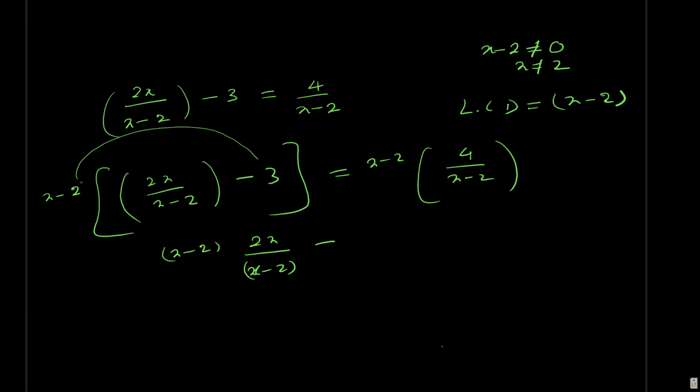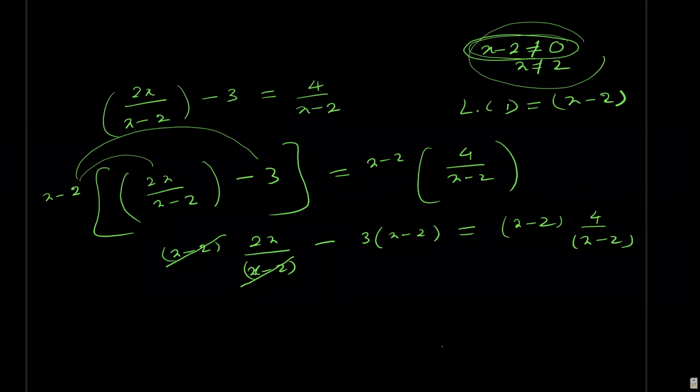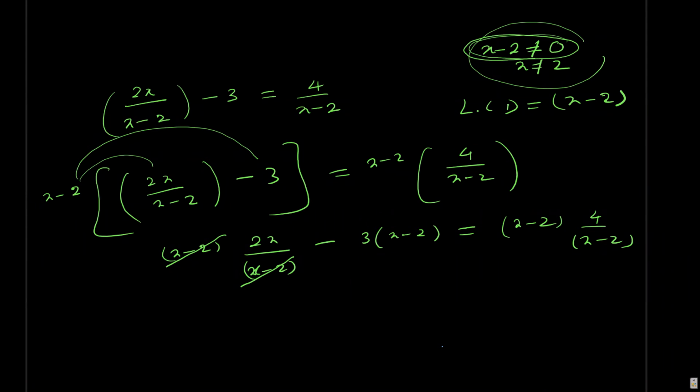Minus this into this, this into this is the first term, 3 times x minus 2 equals x minus 2 times 4 over x minus 2. The x minus 2 and x minus 2 will cancel because x is not 2. So x minus 2 is not 0, so you can do that. That's the reason why in the first step we omit those values which make our denominator 0. Here's the same thing. Now we can simplify.